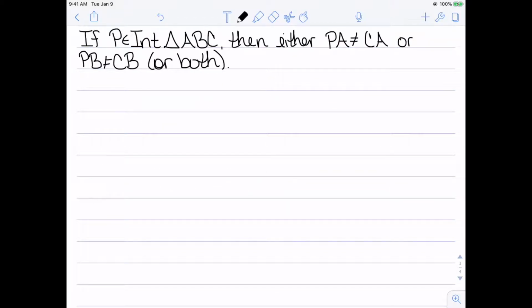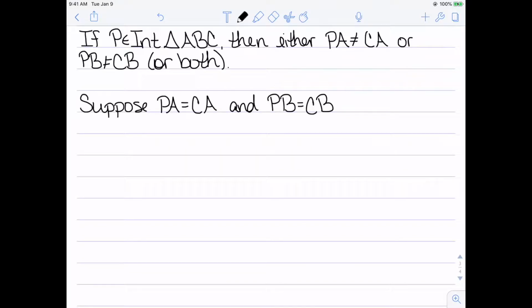Before I can prove my next big result, I need a preliminary result that says if P is in the interior of triangle ABC, then either the distance between P and A is not equal to the distance between C and A, or the distance between P and B is not equal to the distance between C and B, or both. So let's suppose they're both true. Let's suppose that PA is equal to CA and PB is equal to CB, and hopefully we'll get a contradiction.